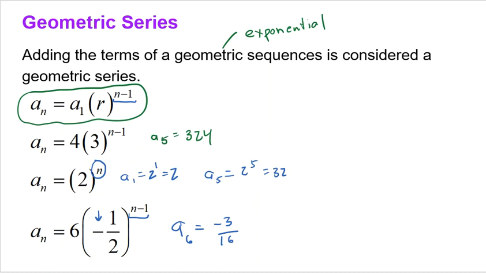So now, how do we find a geometric series? Remember, a geometric series is just taking a bunch of terms from a geometric sequence and adding them together. If you have 4 terms, you could just add 4 terms together. Bingo, bango, bongo, done. But if you have 100 terms, that's a lot of work.